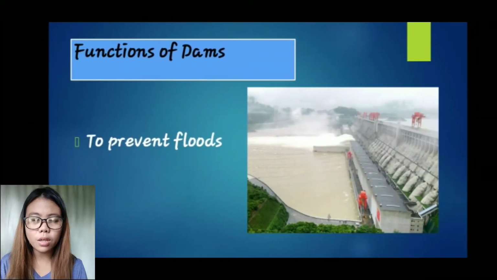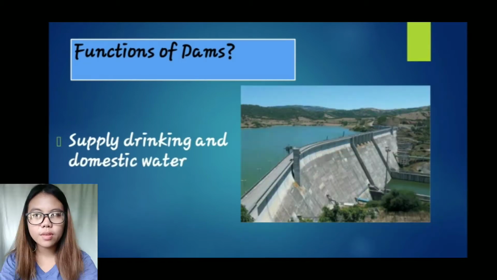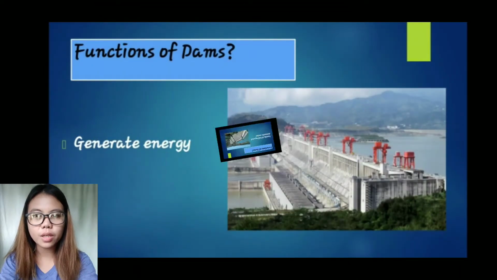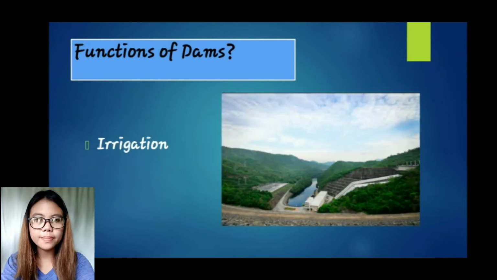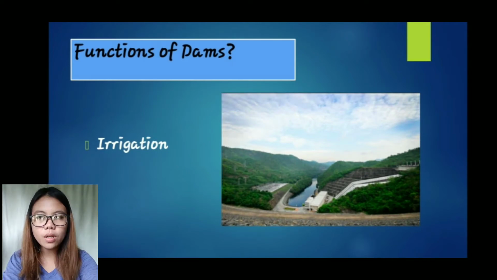What are the functions of a dam? First, a dam prevents flood. Dams are built to suppress floods. Another is it supplies drinking and domestic water. Also, it generates energy. An example of this is the hydroelectric power dam. And the usual function of a dam is for irrigation.